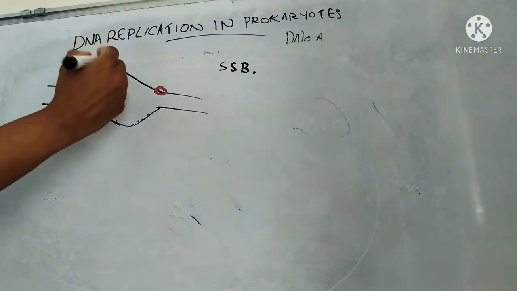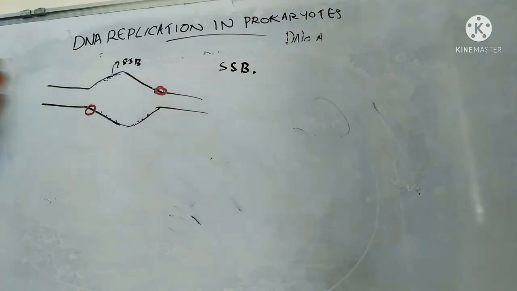These are single stranded binding proteins, SSB proteins. These proteins will bind to the single stranded DNA and stabilize the strand separation, or they prevent the strands from renaturation.